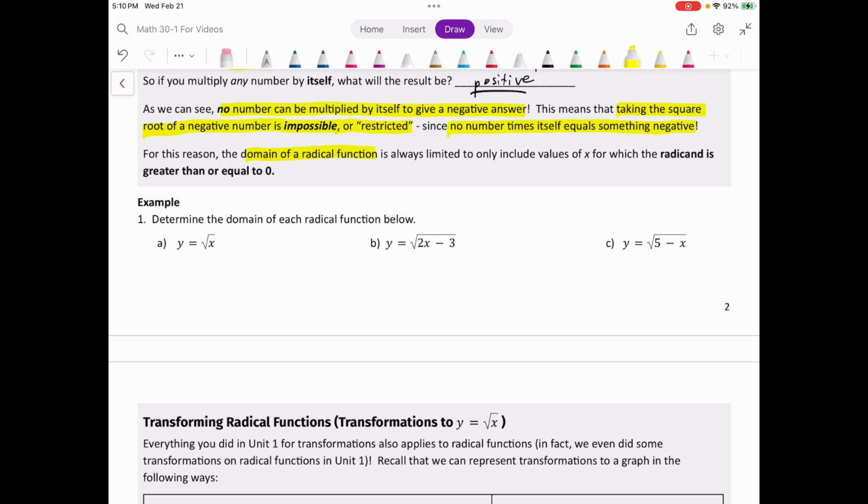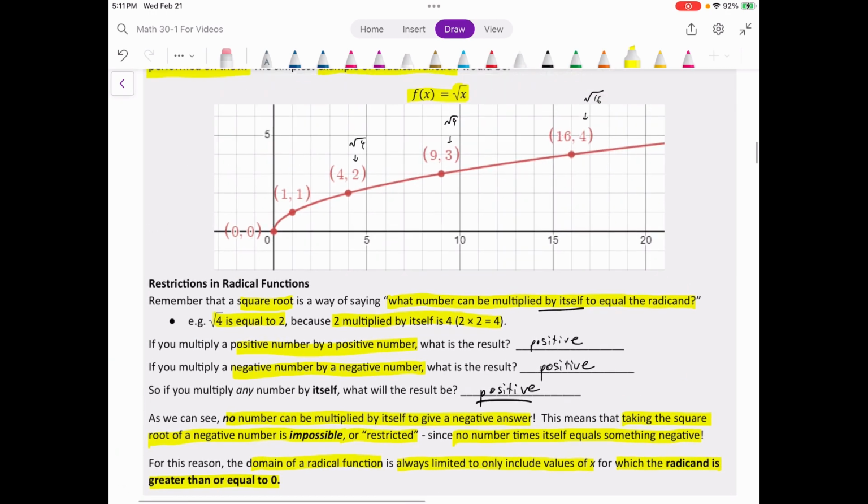the domain of a radical function is always going to be limited to only include values of x for which the radicand is greater than or equal to 0, right? It can be 0. The square root of 0 is just 0. But the square root of a negative number is undefined. It has no meaningful definition, okay?